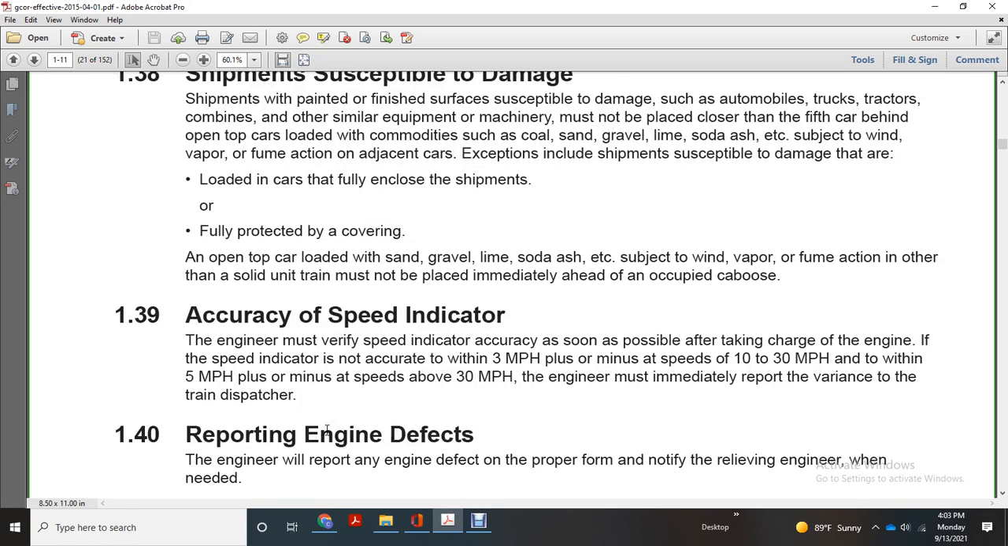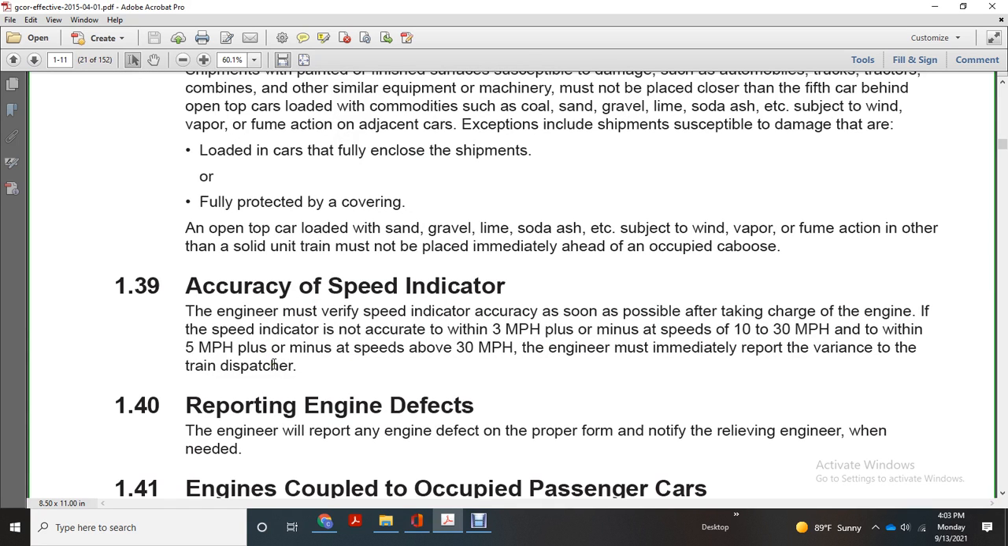Accuracy of the speed indicator. The engineer must verify the speed indicator accuracy as soon as possible after taking charge of the train. If the speed indicator is not accurate within 3 miles an hour plus or minus at speeds of 10 to 30 miles an hour, or within 5 miles an hour plus or minus at speeds above 30 miles an hour, the engineer must immediately report the variance to the train dispatcher.